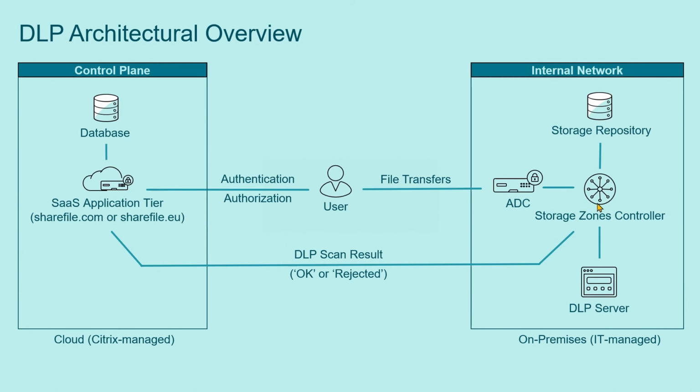Once the upload is written to storage, it can then be sent on to the DLP server for scanning. And then the scan result is communicated back to the storage zone controller, and from the storage zone controller back to the ShareFile control plane. And then the next time the user authenticates and goes to receive authorization to perform a download of one of these scanned documents, it will be compared to the scan result, which will exist in our database. And then we will reject or accept those requests according to the scan result.